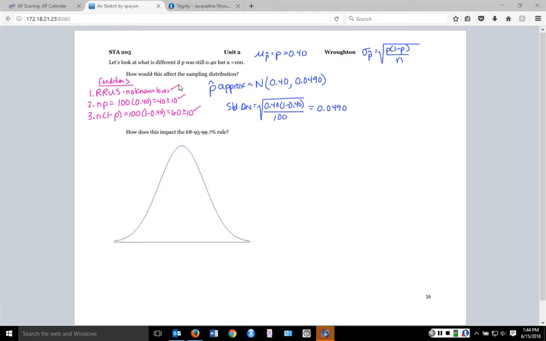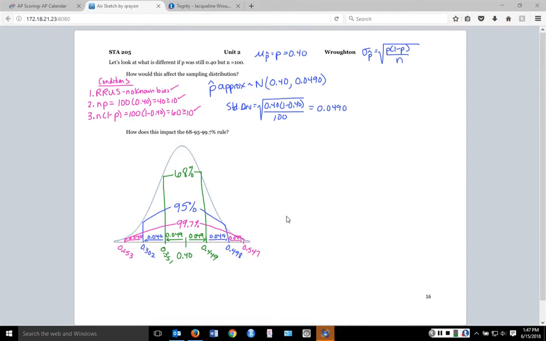Let's talk about how this will impact our 68-95-99.7 rule. What I'd like you to do here is to pause the video to at least draw the picture. You might have a bit harder time writing the sentences at first, but let's at least make sure we're getting the same numbers. Right, this is our mean. This is our standard deviation that we're going to use on the picture. So again, pause it here and try to draw the picture.